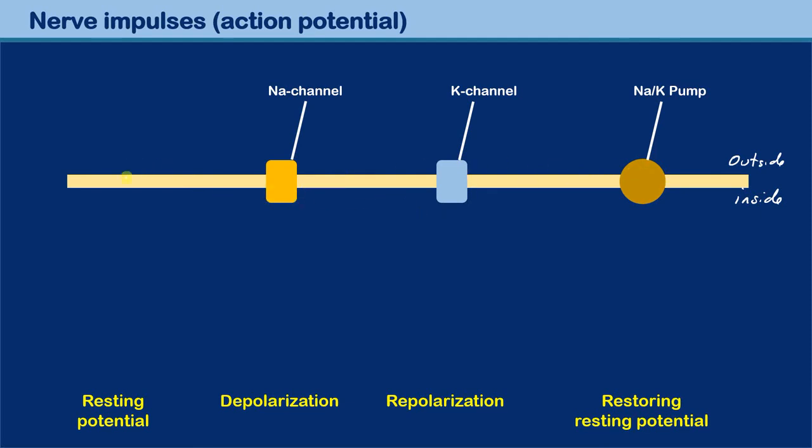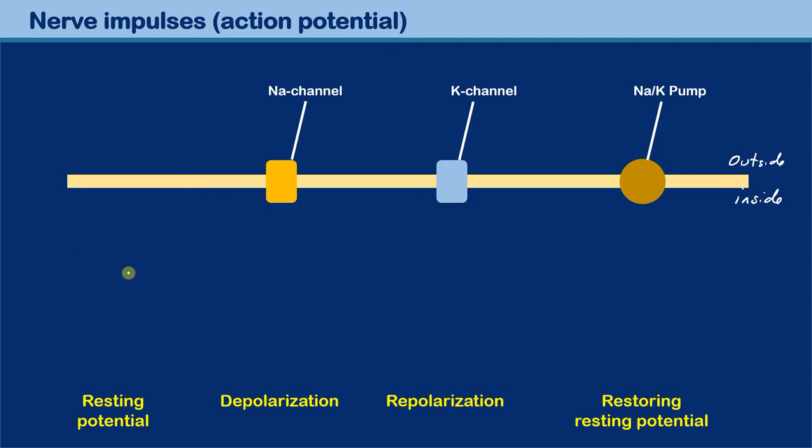What I'm going to do now is explain to you how a nerve signal is passed on, and I'm going to start over here on the left side. And down here are some labels: resting potential, depolarization, and so on. These are the different stages, or the different parts, of an action potential, of a nerve impulse.